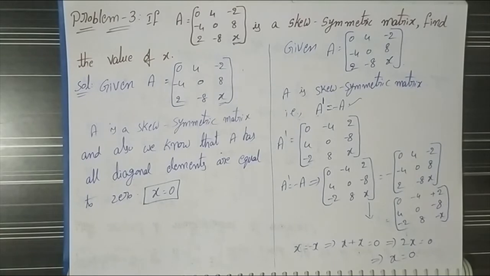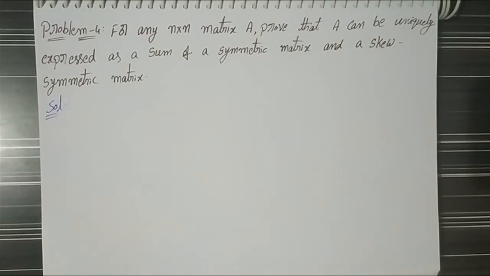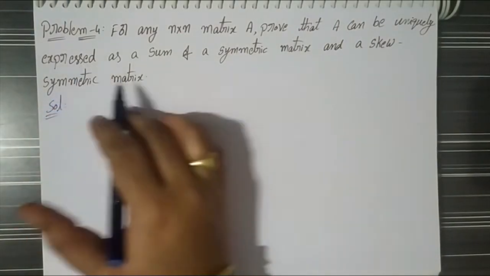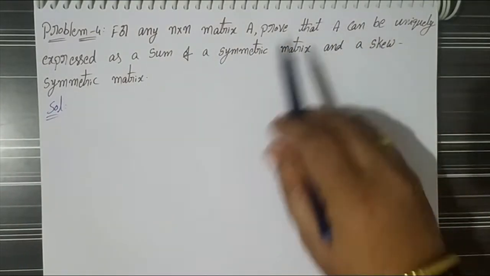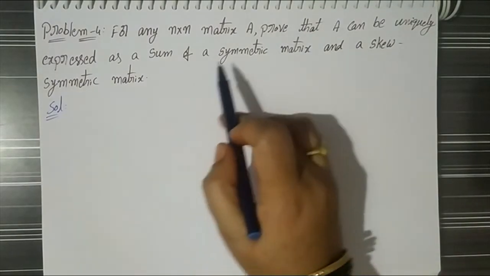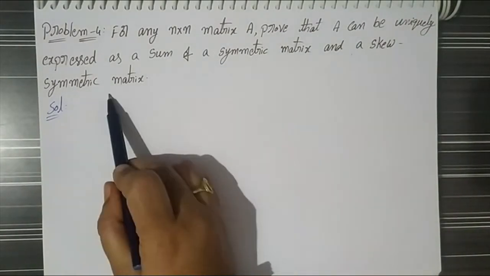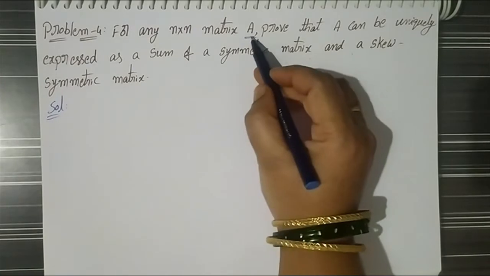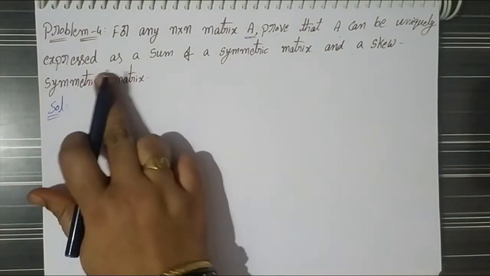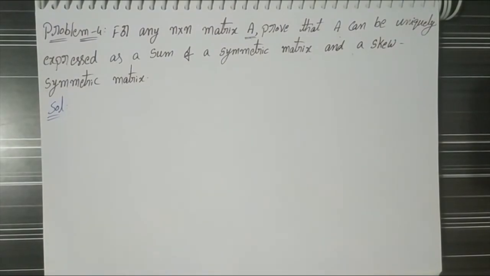Next we will go to the fourth problem. This is problem number 4. The problem is, for any n by n matrix A, prove that A can be uniquely expressed as a sum of a symmetric matrix and a skew symmetric matrix. This is our given problem. In this problem, A is a square matrix of order n, and this A can be uniquely expressed as a sum of a symmetric matrix and a skew symmetric matrix.